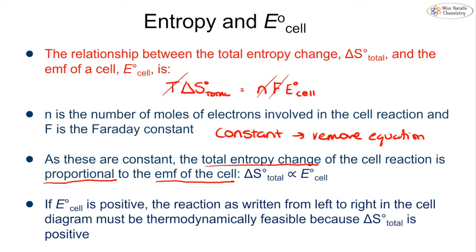So if your E cell value is positive, that must mean that the reaction is thermodynamically feasible, because your total entropy is also positive. And we know that that means thermodynamic feasibility, which we covered back in topic 12.